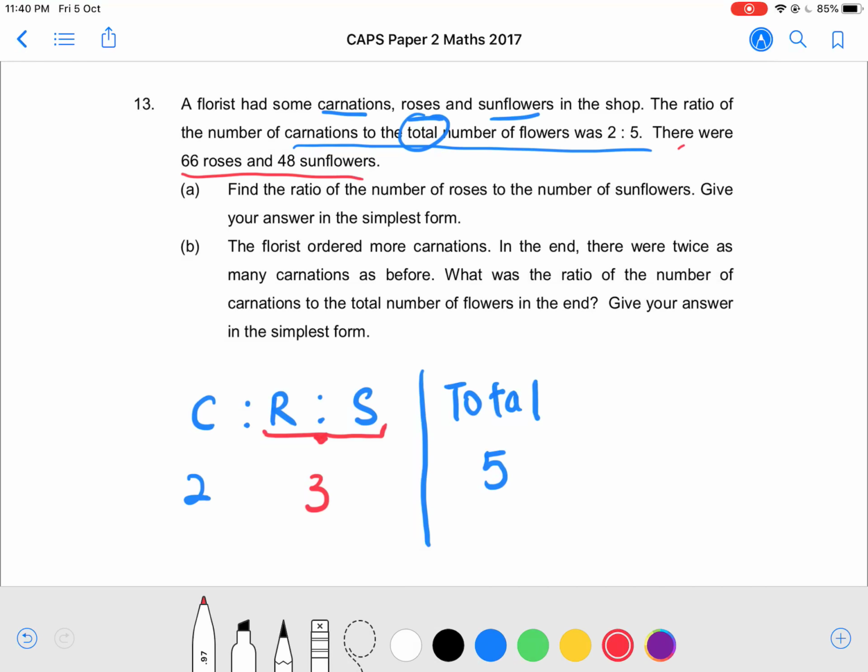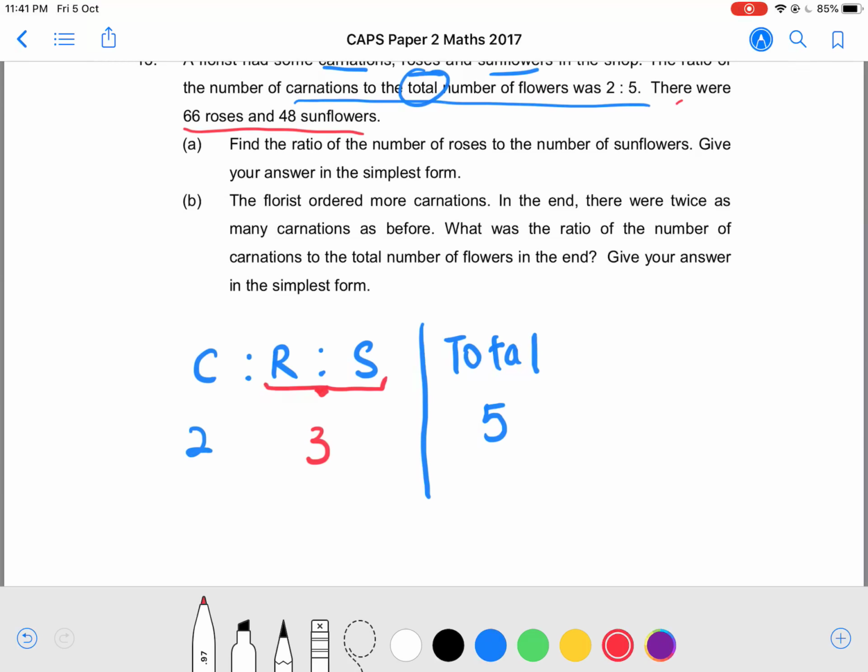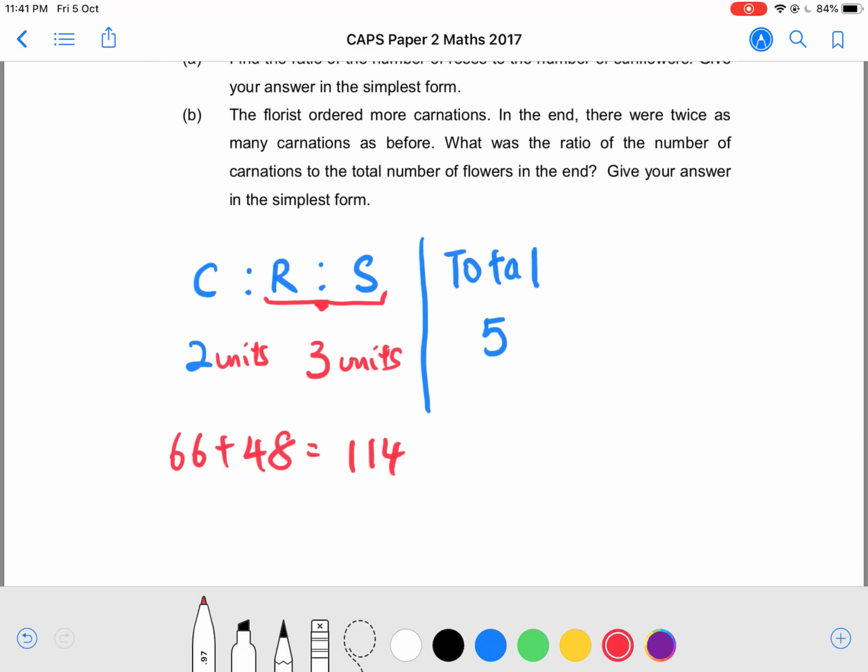There were 66 roses and 48 sunflowers. So in fact, sunflowers and roses, they told you, is 66 and 48. So that's going to be a total of 114. And this 114, we know that it represents the 3 units on top. Alright, so let's just plug this down first. 3 units is 114. Alright, now let's answer part A.